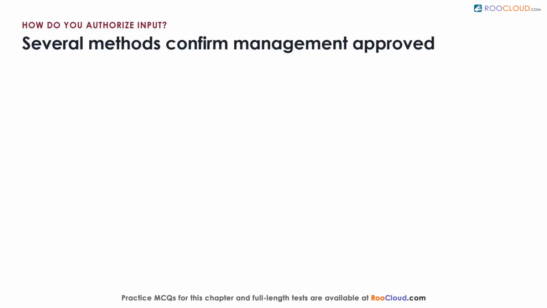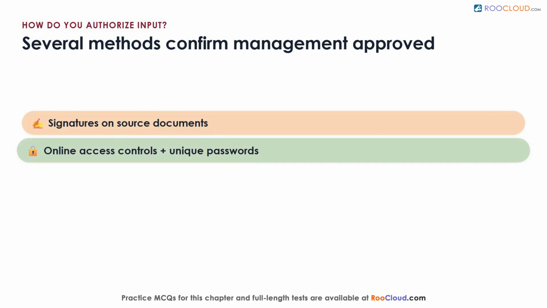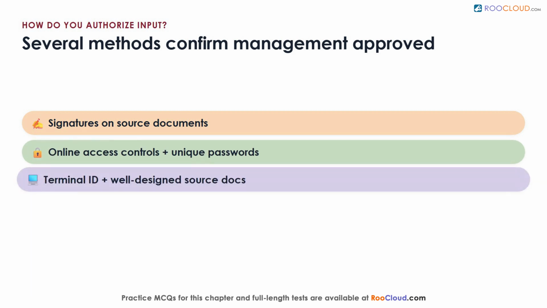So how do you authorize input? Authorization confirms management approved the transactions. There are several ways to do it. Signatures on source documents prove approval. Online access controls limit who can act. Unique passwords give accountability for each change. Terminal identification ties input to specific workstations. Well-designed source documents capture data cleanly. And input validation checks the format before accepting it.